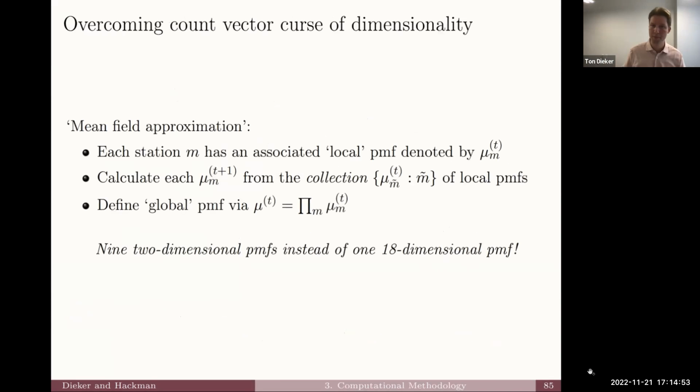So here's the idea. We take what we call a mean field approximation. So each station keeps track of its own local PMF, which we denote by mu sub m. Then we need to calculate the new mu sub m from the collection of previous ones. And we define the global PMF simply by taking a product. And if you think about this, then for the Kuhn network, we need to update 9 two-dimensional PMFs instead of 1 18-dimensional PMF. Okay, and that's a big, big benefit.